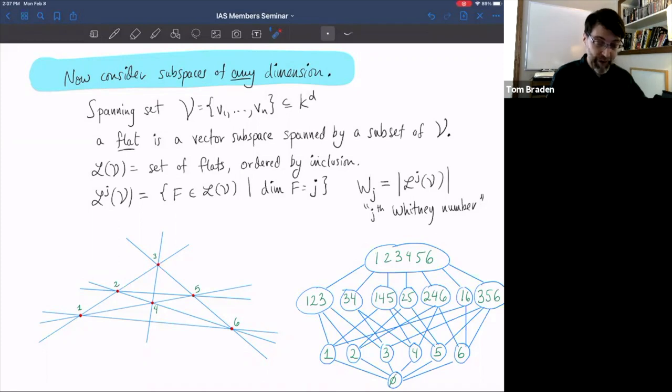And so you want to count the number of these subspaces of any given dimension or any given rank. And these are called the Whitney numbers, the jth Whitney number. I think it's the Whitney numbers of the second kind, but for us, we'll only talk about one of them. So the jth Whitney number is the number of J dimensional or J rank subspaces that you can span from this finite set of vectors. And so we're interested in inequalities among these numbers.